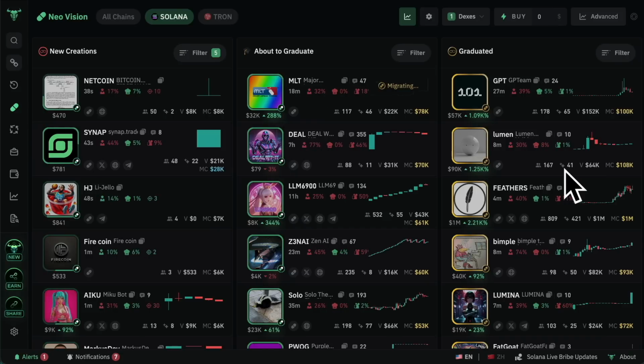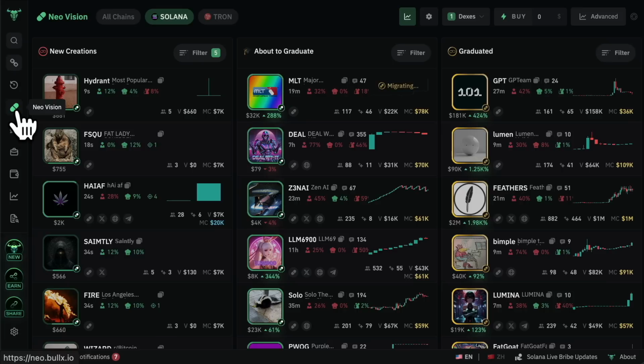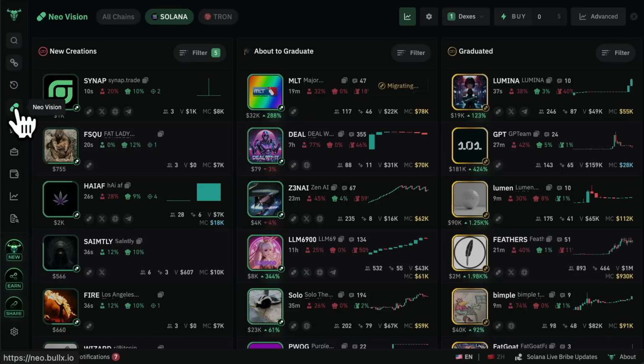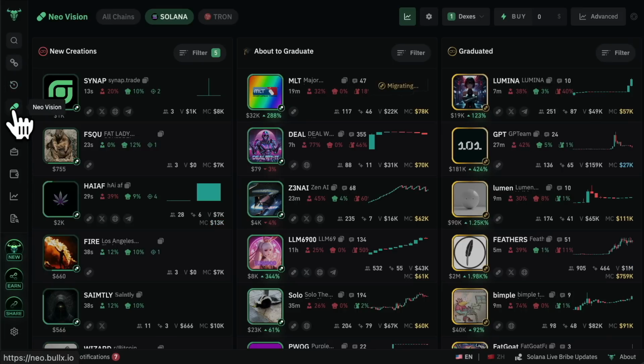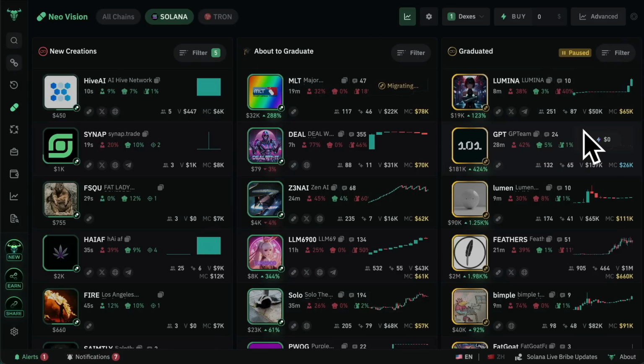Now the default homepage is this Neo Vision, but you can also find it if you just scroll here on the left hand side, and fourth one down, that tab is Neo Vision. And these are coins that are not only pump.fun, but also, for example, moonshot coins as well. And you can filter this.